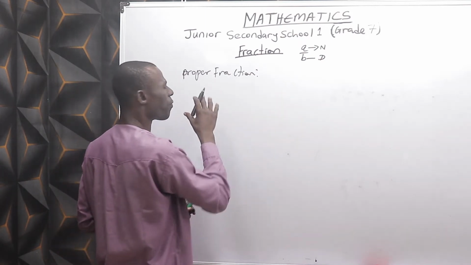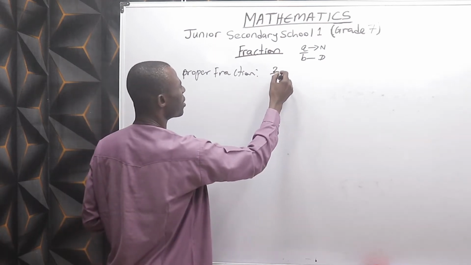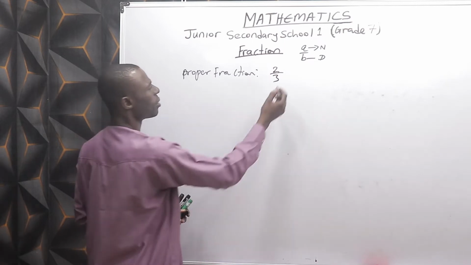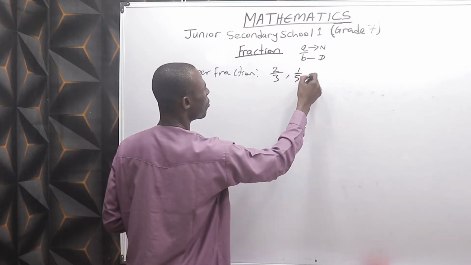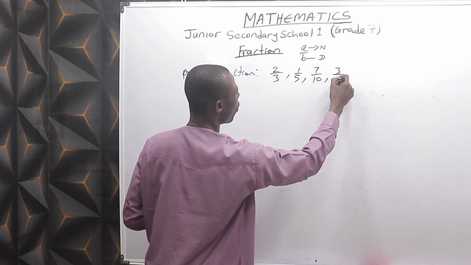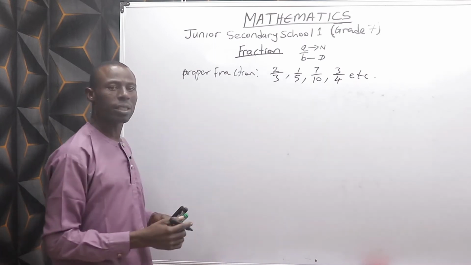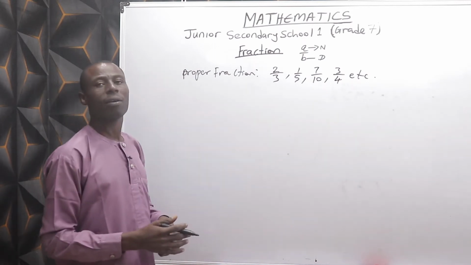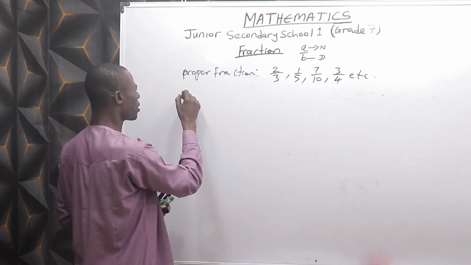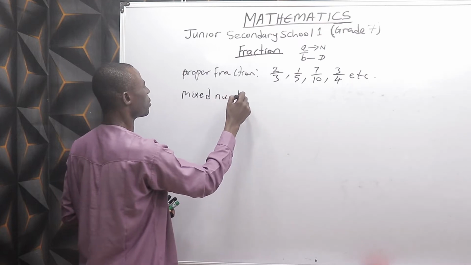Therefore, any fraction in which the numerator is less than the denominator, like 2 over 3, 1 over 5, 7 over 10, 3 over 4, etc., we refer to this as a proper fraction. Next to that is the mixed number or mixed fraction.